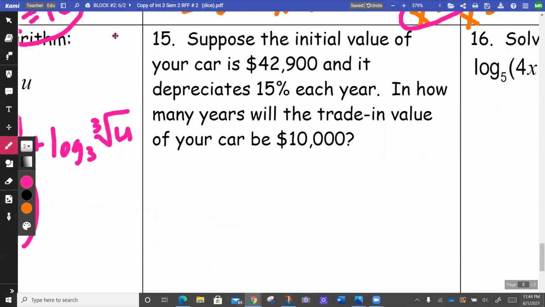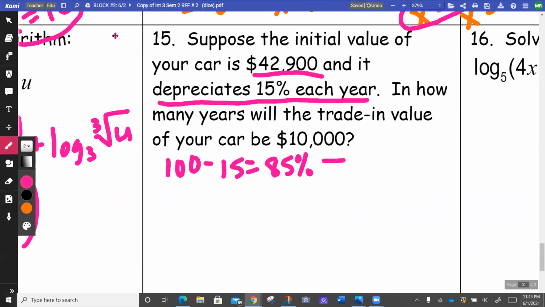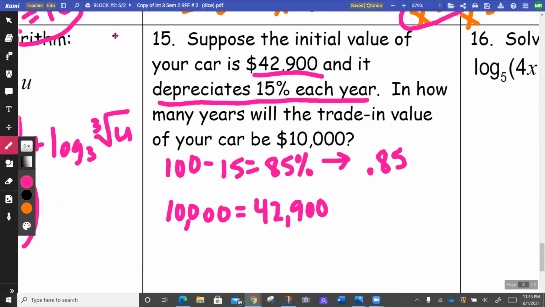On 15, we have a car whose initial value was $42,900. It depreciates by 15%, which means 100% minus 15% is 85%. So I lost 15, I still have 85%. So my multiplier is 0.85. I'm going to want to know when it is worth 10,000. If I'm starting with 42,900, times 0.85 to the power x.